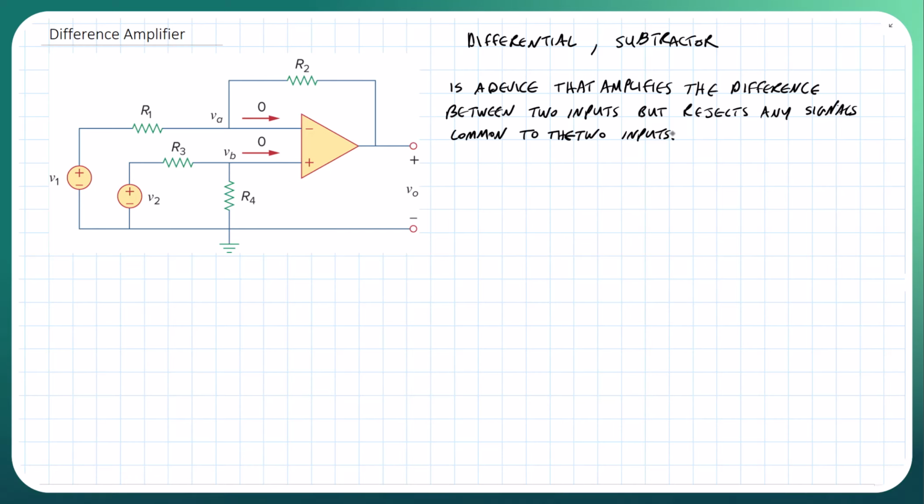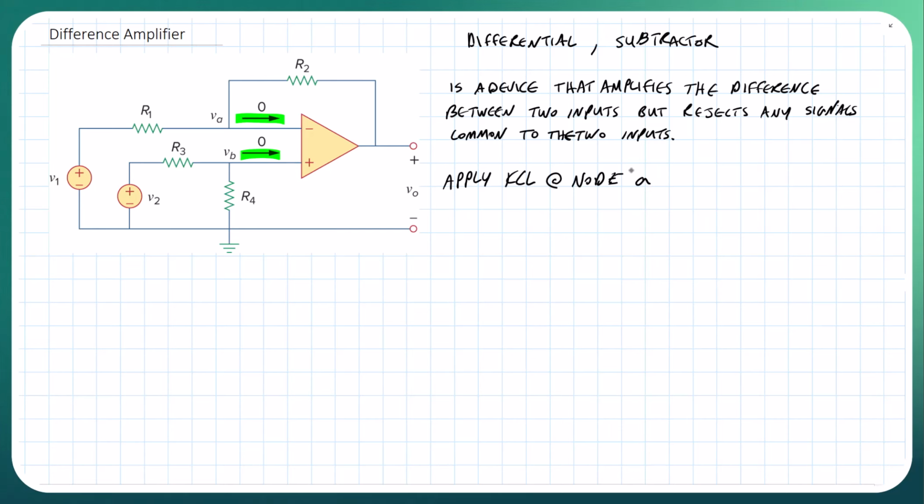Okay. So let's take a look at this amplifier, this configuration. One thing you want to note is that we have zero currents going into the op amp. And so by making that observation, we can apply KCL at node A.